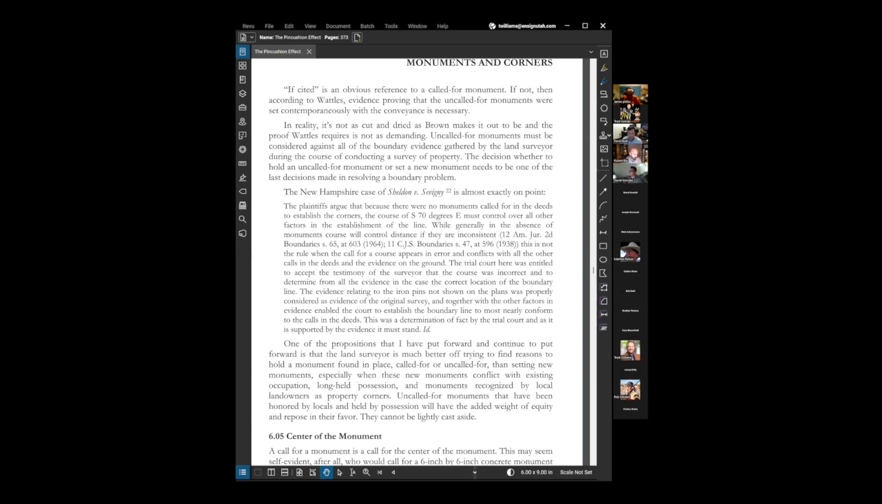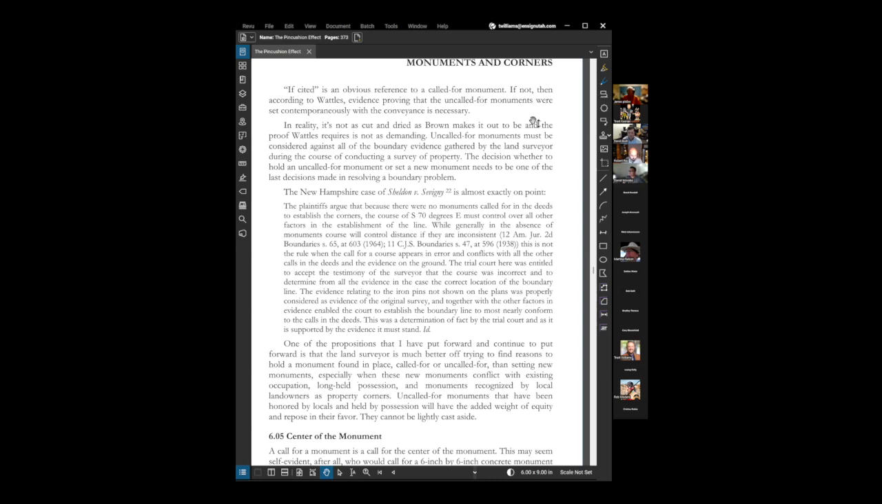So Jeff's here at the top of this page. He talks about the nuances of Brown and Waddles from the last page, and he quotes this. Well, he says here, in reality, it's not as cut and dried as Brown makes it out to be, and the proof Waddles requires is not as demanding. Uncalled for monuments must be considered against all of the boundary evidence gathered by the land surveyor during the course of conducting a survey of property. The decision whether to hold an uncalled for monument or set a new monument needs to be one of the last decisions made in resolving a boundary problem.